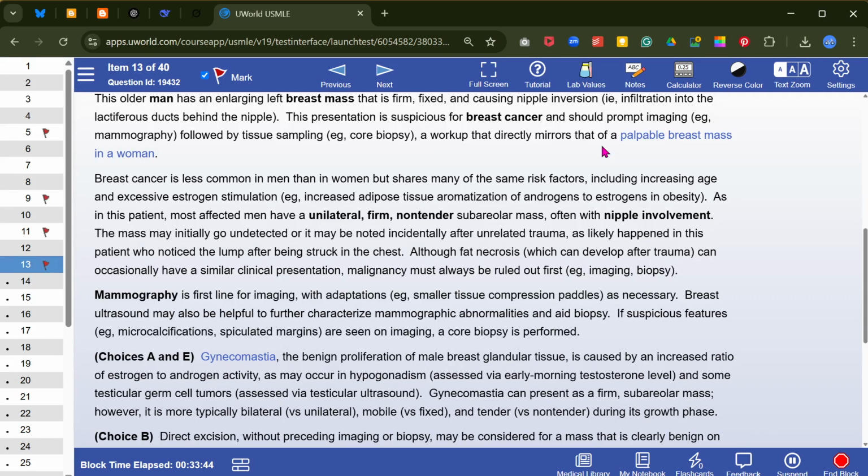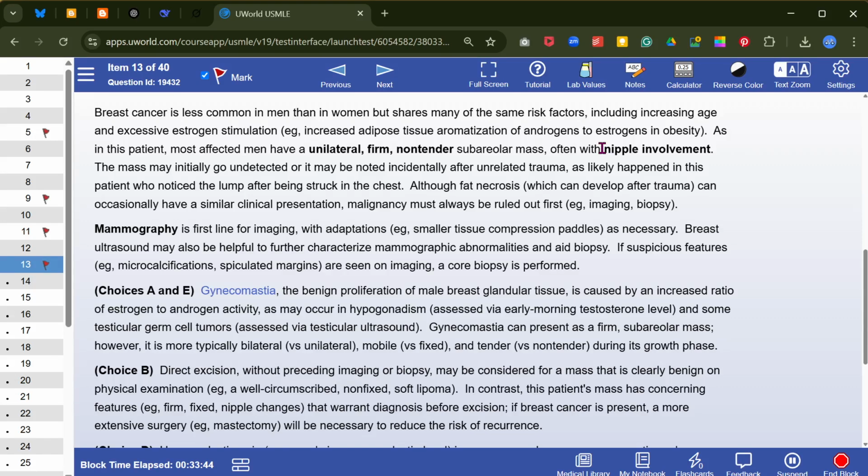Yes, direct excision without preceding imaging or biopsy may be considered for a mass that is clearly benign on physical examination: well circumscribed, non-fixed, soft, like a lipoma. In contrast, this patient's mass has concerning features like firm, fixed, nipple changes that warrant diagnosis before excision. If breast cancer is present, more extensive surgery, mastectomy, will be necessary to reduce the risk of recurrence.